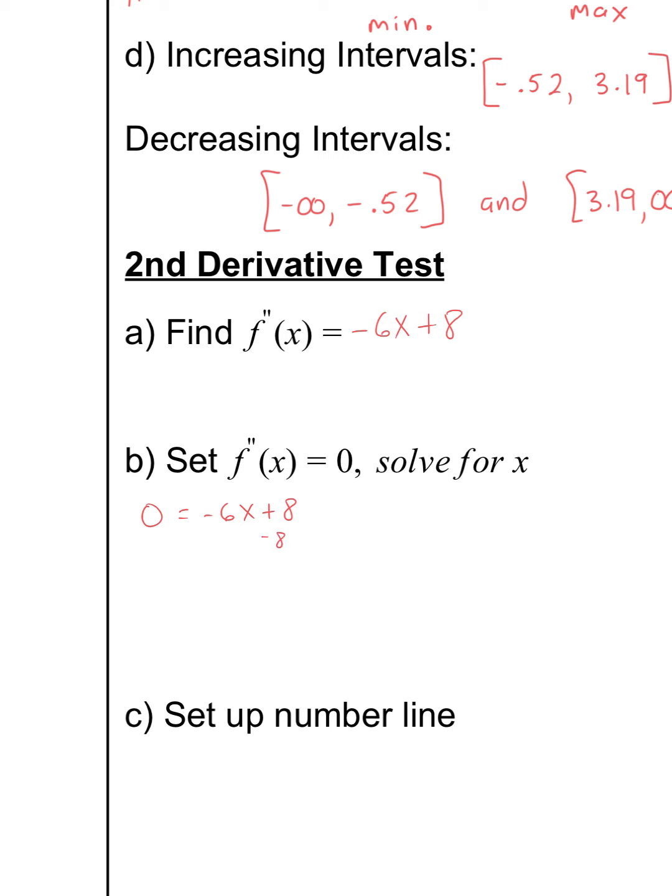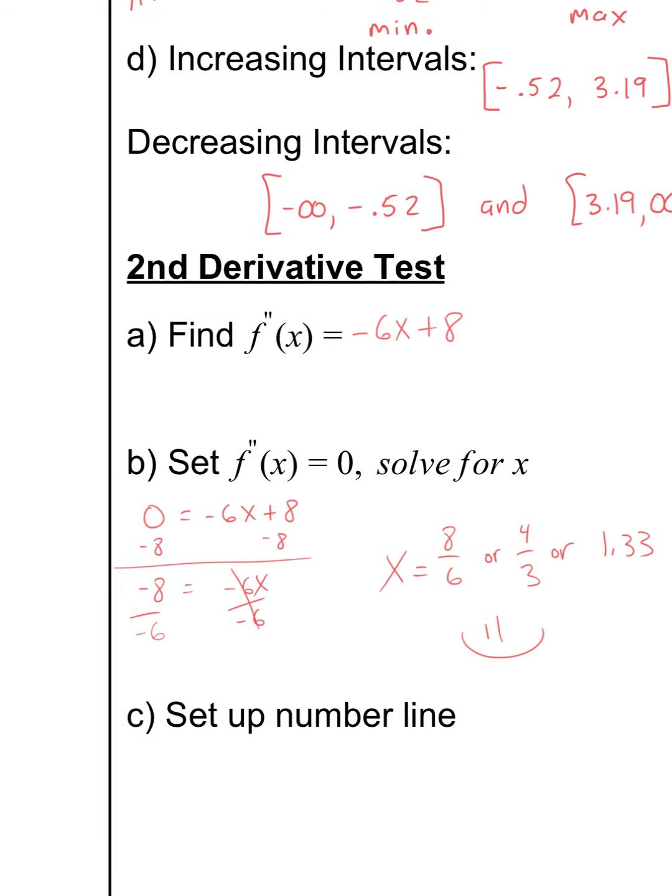I'm going to subtract 8 from both sides. So negative 8 is equal to negative 6x. Good old algebra. I divide by negative 6, so these are going to cancel. My x is equal to positive 8/6, or 4/3, or, if you like the decimal, 1.33. Either of those is acceptable.